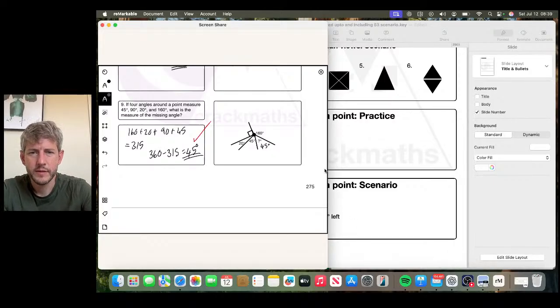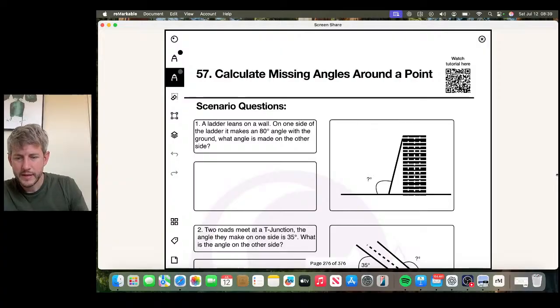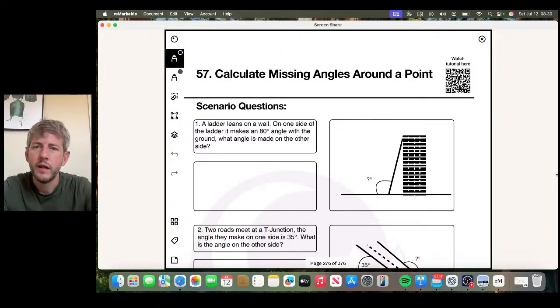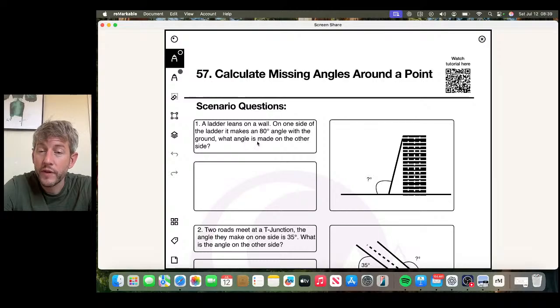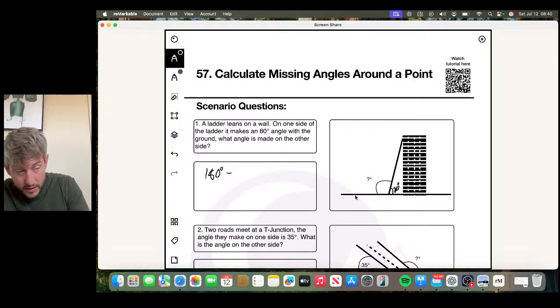Right. Let's enlarge this and start with the scenario questions. So here we go. A ladder leans on a wall. One side of the ladder makes an 80-degree angle with the ground. What is the angle on the other side of the ladder? Okay, so here's the diagram. This is the angle that we want to know. One side makes an 80-degree angle, so that will be this one. That's 80 degrees. So this is going to be the other side, so we're going to have 180 degrees minus 80, and that will be 100 degrees.